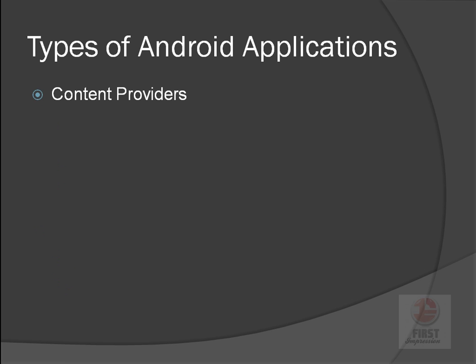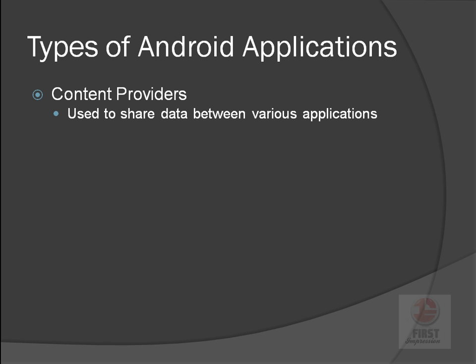The third type of application that you can create is called a content provider. A content provider is nothing but an application that provides you content. Now, with your device, you can have various types of content like contacts, messages, call logs, etc. To get the content of all these applications, you have to use something called a content provider. So they are used to share data between various applications.